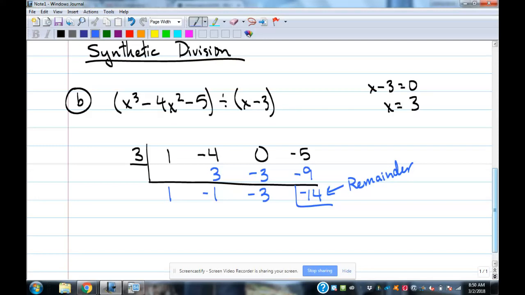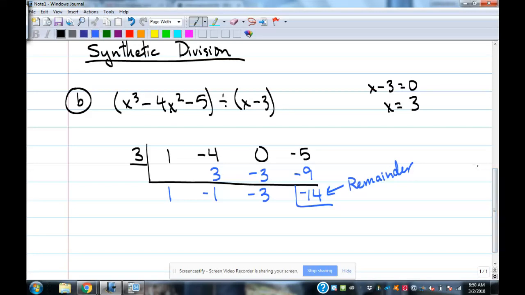But long division, if you've got to divide by something that has a degree larger than 1, that's where long division has to be used. You can't do synthetic division if you're dividing by x squared minus 5 or something like that. You can't use synthetic division.